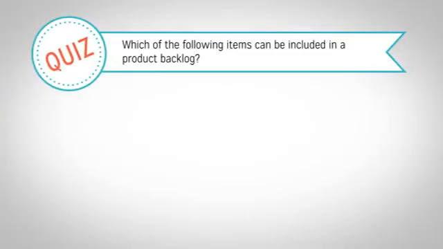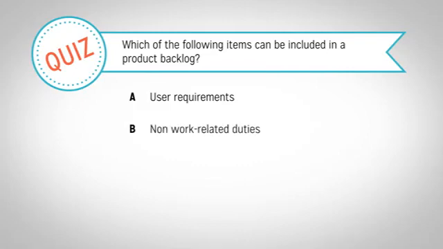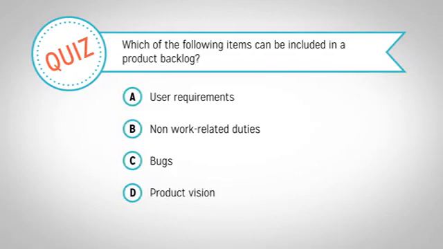Which of the following items can be included in a product backlog? A. User requirements. B. Non-work-related duties. C. Bugs. And/or D. Product vision. The correct answers are A and C. User requirements go into the backlog in the form of user stories, and bugs are listed there as well. The product vision may guide how user requirements are created, but it's not explicitly listed in the backlog. The same goes for non-work-related duties.